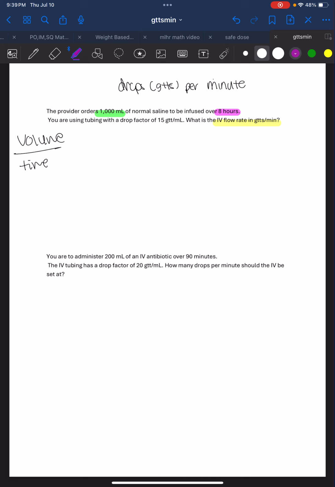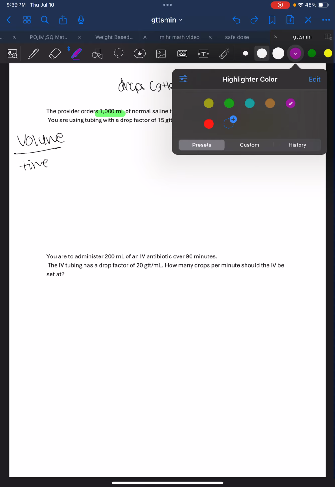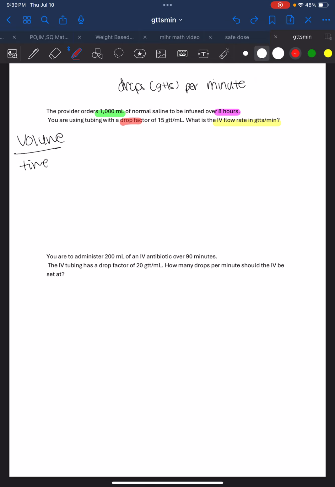There's also something important in these problems, and it's the drop factor. We're going to use this as our conversion factor, and you'll see why in just a moment. So our volume over time, we have 1,000 mLs over 8 hours. We're trying to end up in drops per minute. You can decide first if you want to convert mLs or hours. I'm going to do hours first.